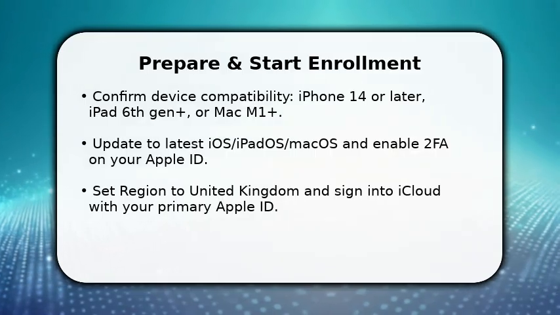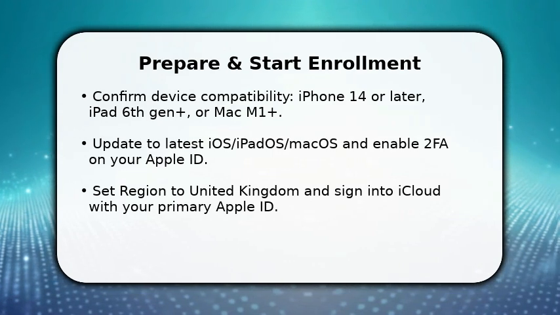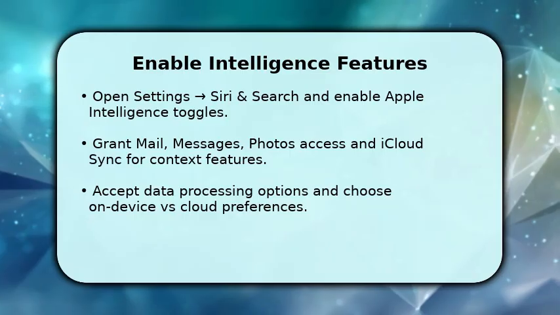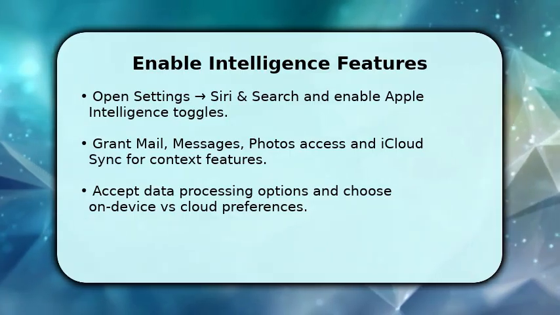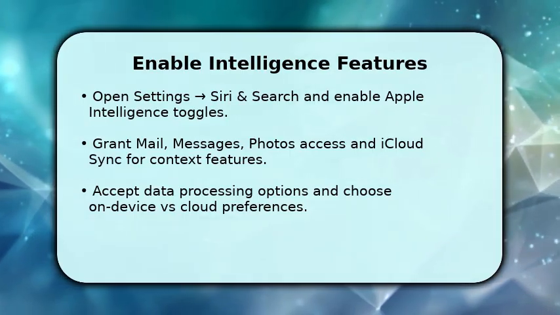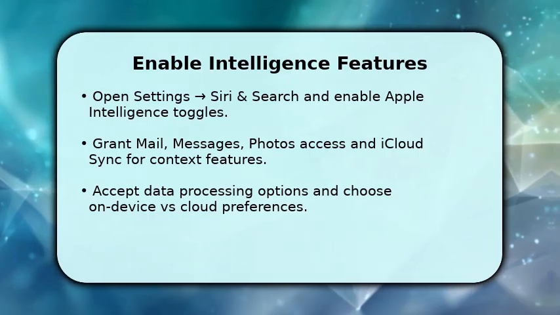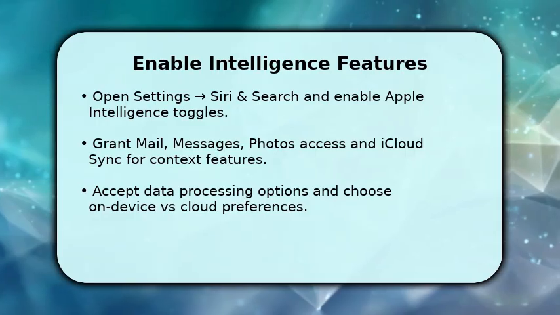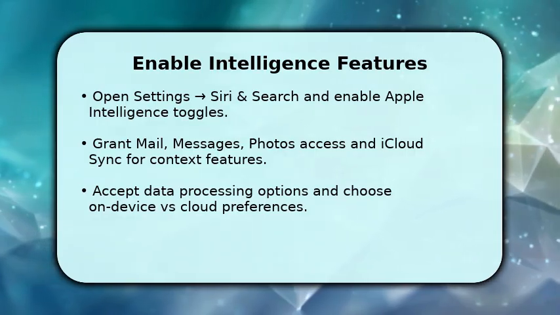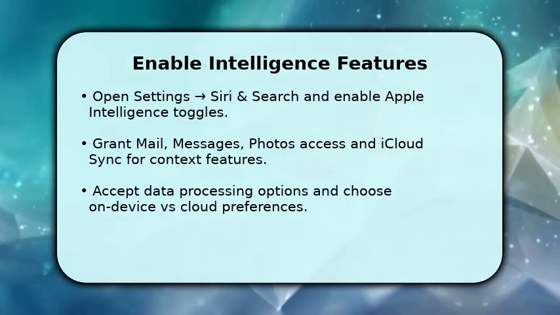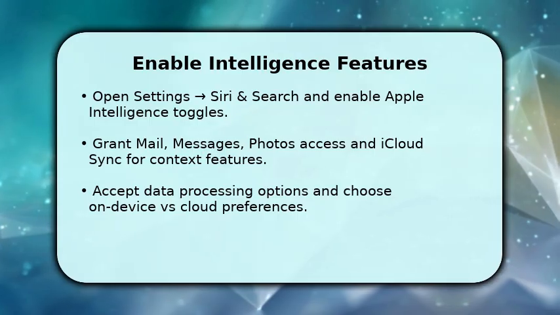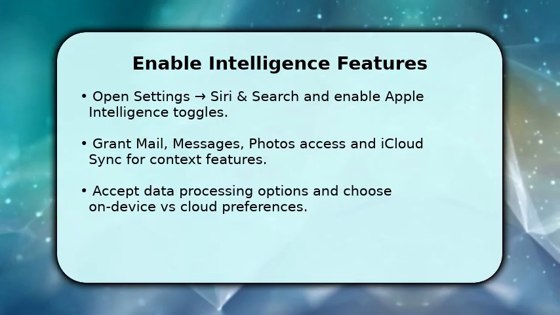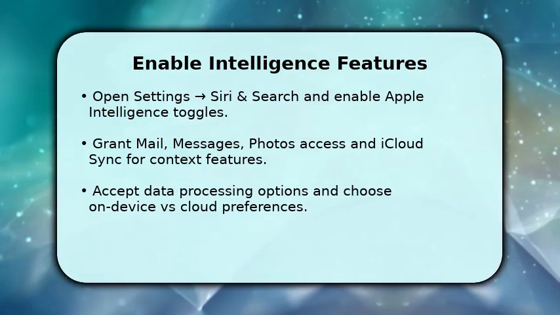After that, proceed to the settings path to opt in and grant required permissions. Now you enable and configure the feature set itself. Navigate to Siri and search and toggle Apple Intelligence options, then grant access to mail, messages, and photos so the system can provide contextual responses. Once permissions are accepted, decide whether you prefer on-device processing versus enhanced cloud capabilities. On-device preserves privacy, cloud expands performance.